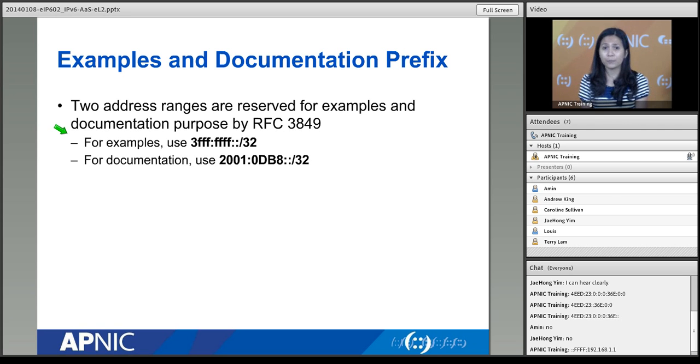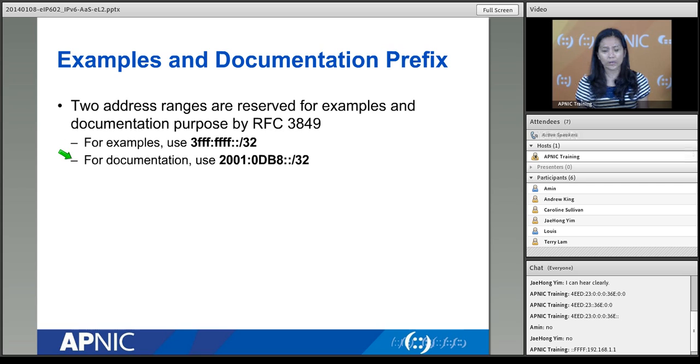So if you're reading books or journals, you should notice that they wouldn't use actual IPv6 addresses, because that can be catastrophic if people want to try it out, and it can end up messing up the internet at some stage. That's not good. So we provide documentation blocks and also example blocks. We use 3FFF::/20 and 2001:DB8::/32. Now this second one is what you would most commonly see in examples.